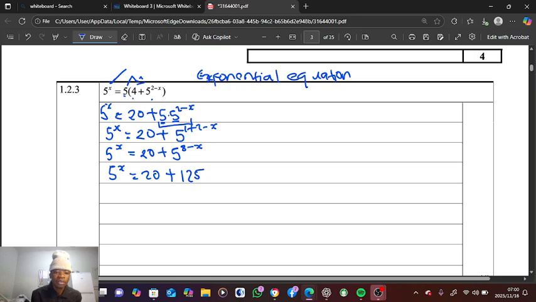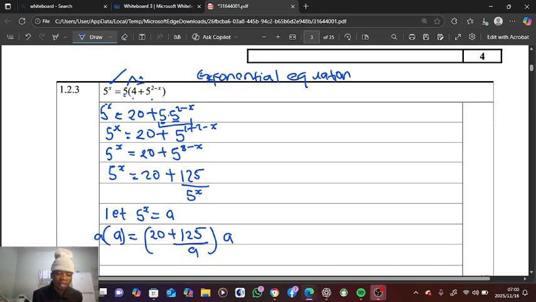Then 5 to the power of negative x is 5 over x. We can change the negative to positive by including our division sign. Then we can let 5 to the power of x be equal to a, to see our equation clearly. So a is equal to 20 plus 125 divided by a. Now we can multiply by our LCD on both the left and the right hand side.